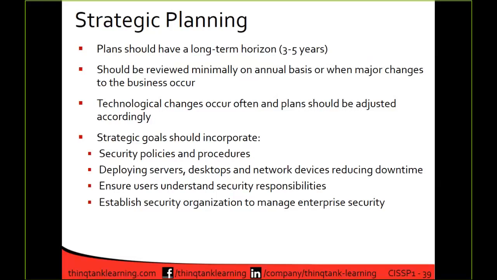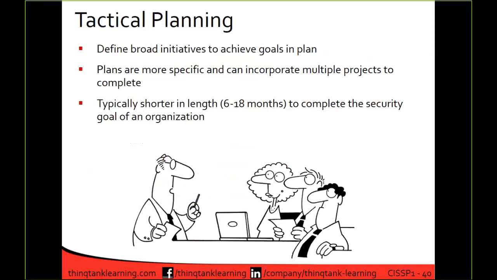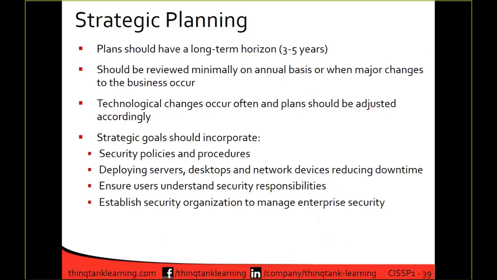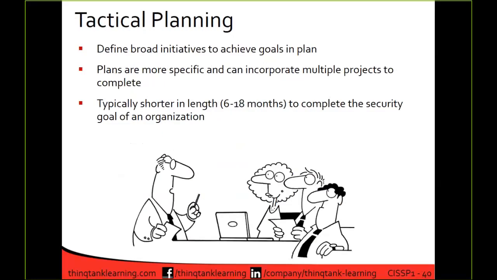Okay, pretty straightforward. So how is that different than tactical planning? Tactical planning is a definition of broad initiatives to achieve the goals in the plan. Plans are more specific. They can incorporate multiple projects. Okay? So again, strategy is long-term, big picture thinking. Right? Yes, you have to incorporate all of these aspects, right? The people that are going to implement your strategy. But tactical is basically the specifics on how you're going to implement that strategy. All right? Typically a much shorter, 6 to 18 months to complete the security goal of the organization.